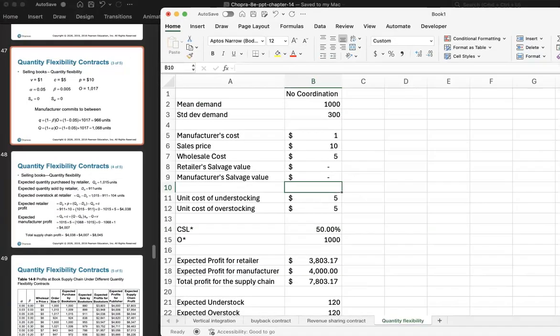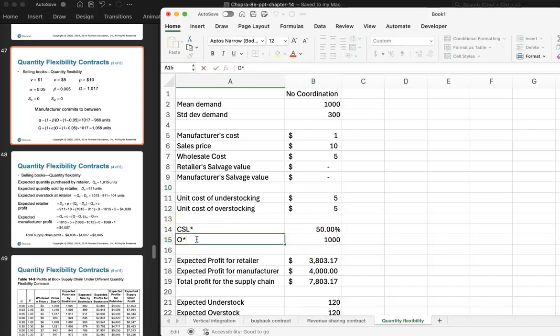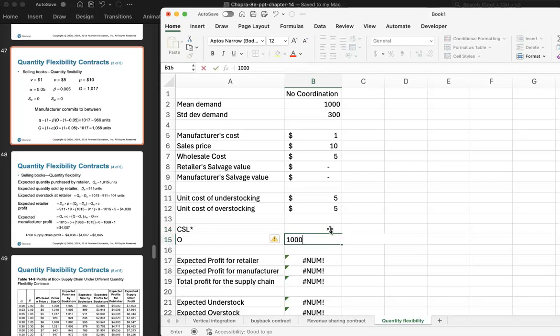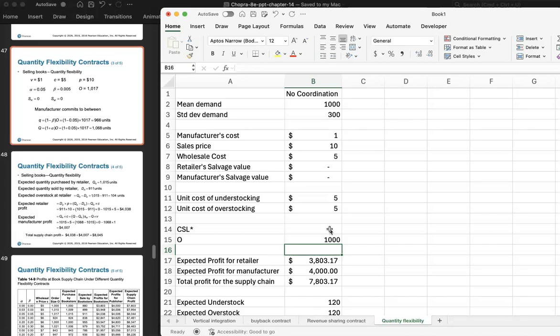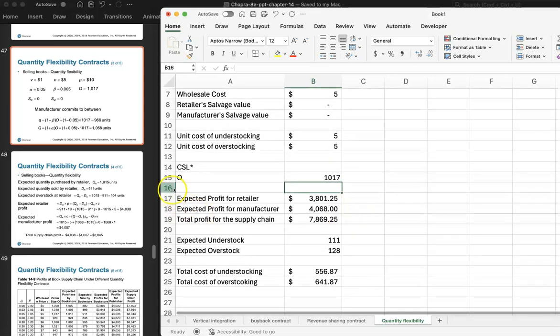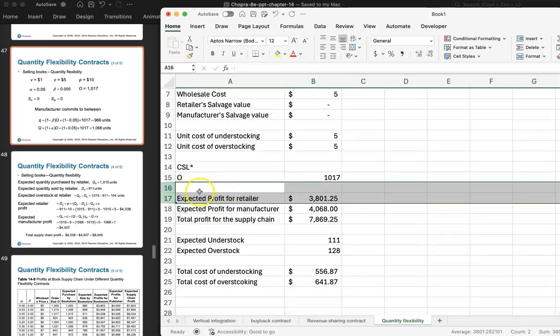So here, instead of saying optimal order quantity, so instead of saying O star here, I'm just going to say, this is the order quantity. So I'm just going to get rid of that. And we can say order quantity is 1000. No, not 1000, 1070.